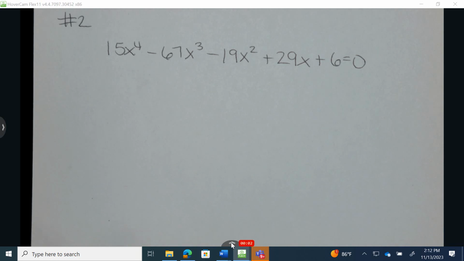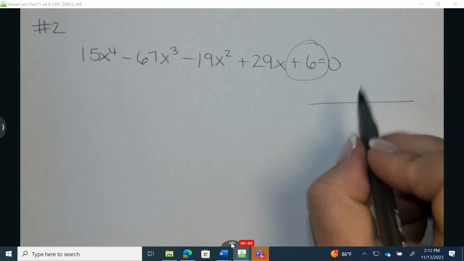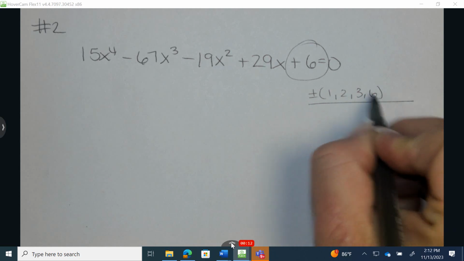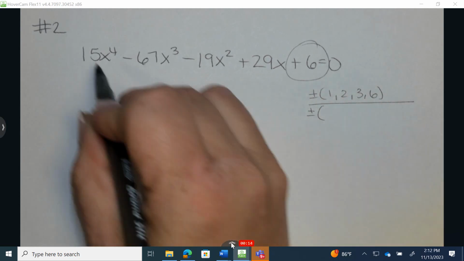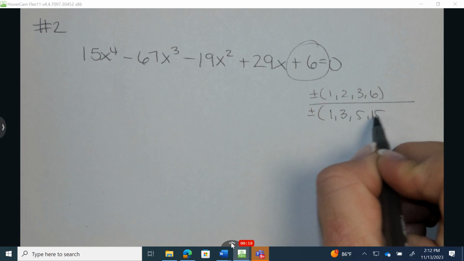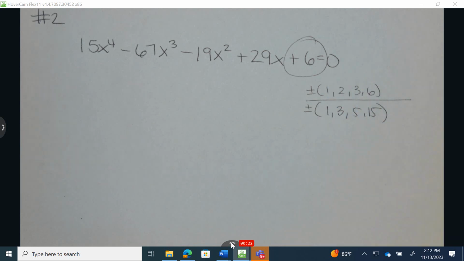Question number 2, and this is synthetic division number 2. As a reminder, we would start by thinking of all the rational possible roots. So plus or minus 1, 2, 3, and 6 would be the factors of the constant, and plus or minus 1, 3, 5, and 15.